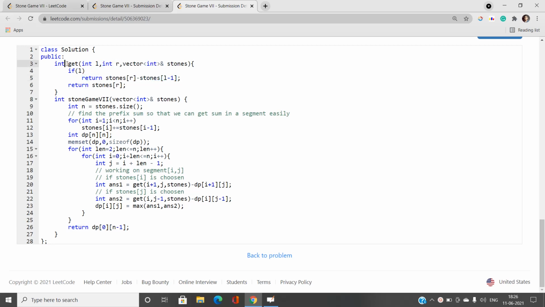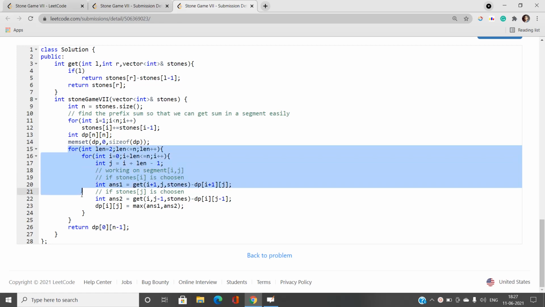In the actual function, what I have done is calculate the prefix sums of the array values of stones, as you can see over here. The reason behind this is that with prefix sums we can get the sum in a segment easily. I've initialized the DP of n into n matrix, and set all the positions to 0.